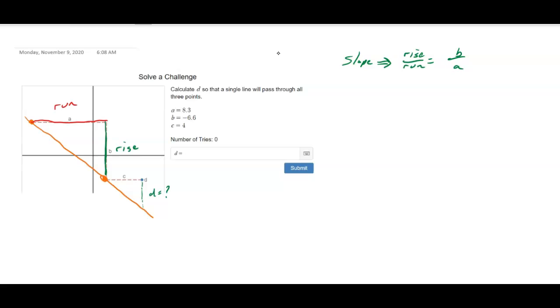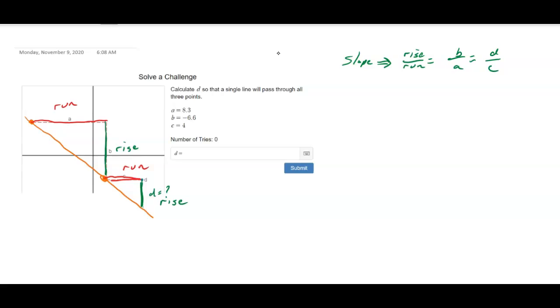So that's B to A, and then the same thing would be true for D, which is my rise. And the C value is going to be my run. So what we know is that B over A is going to be equivalent to D over C.